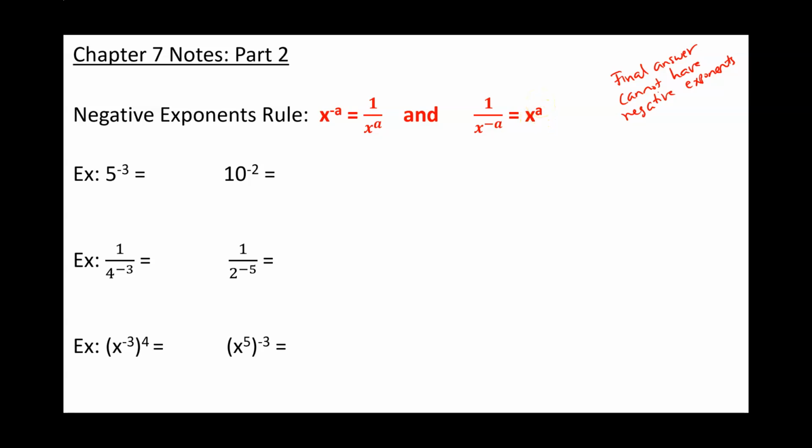For example, if we have 5 to the -3rd, notice we have a negative exponent. So we move it to the denominator to make the exponent positive. Now 5 cubed is 5 times 5 times 5. That's going to be 1 over 125.